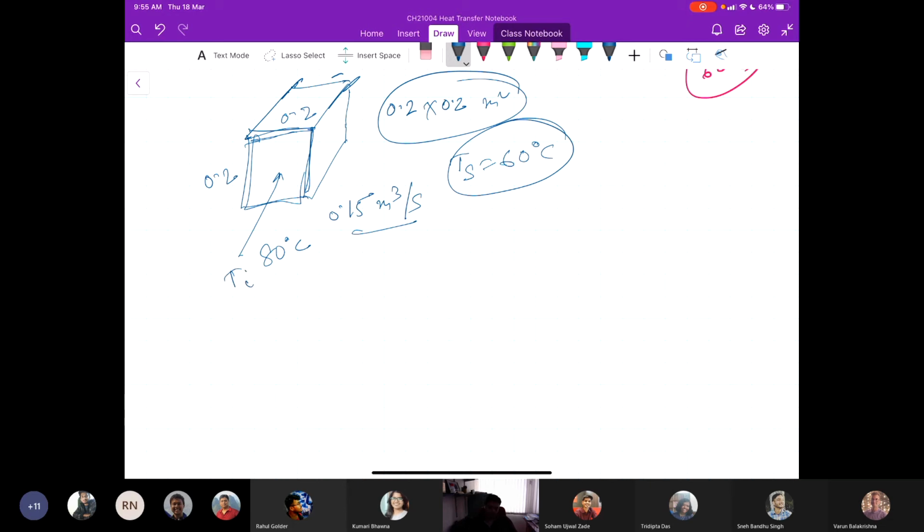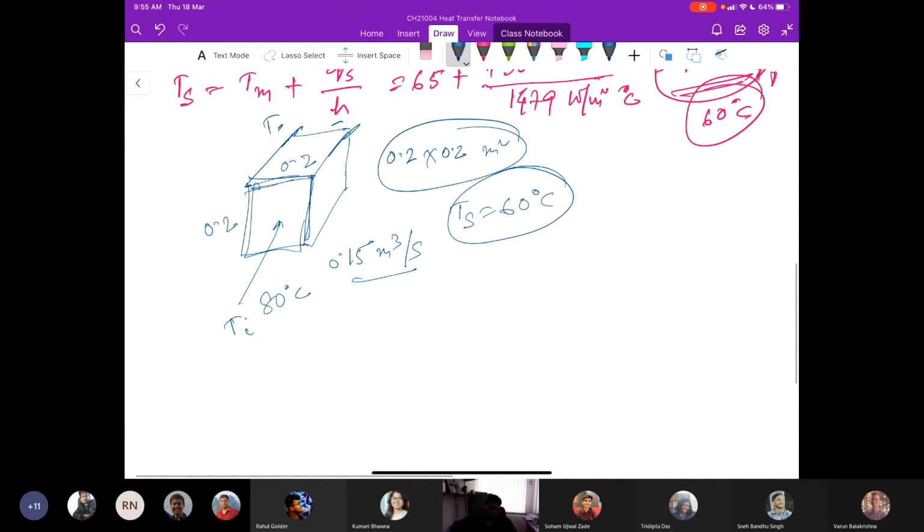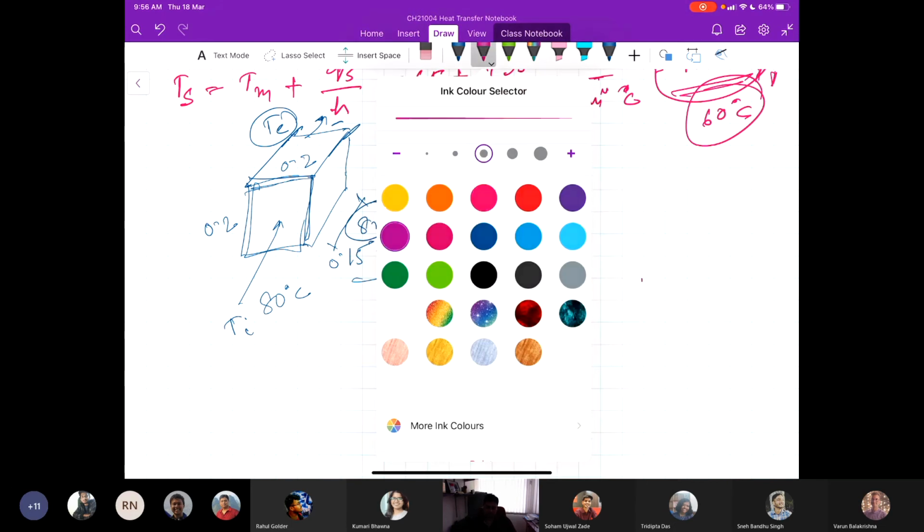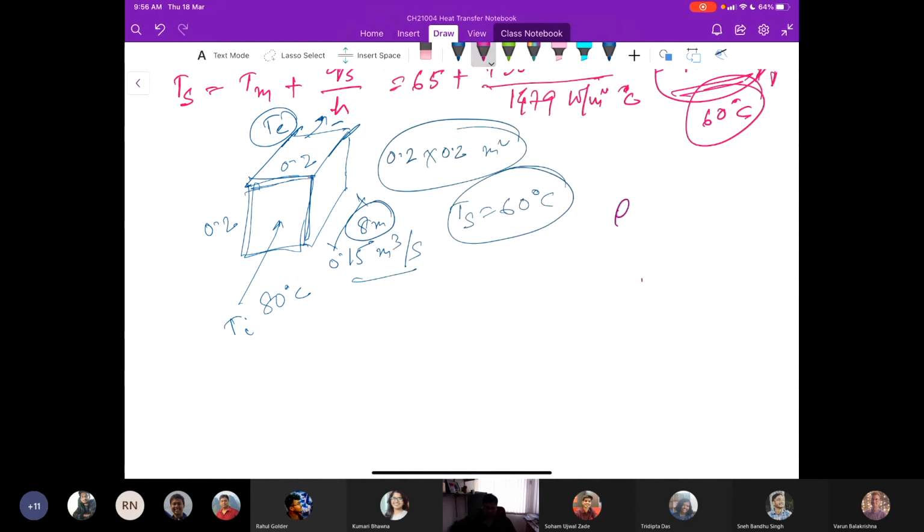So Ti is this. The question is, what would be our T exit when it goes out? The length of this duct is say 8 meters. The properties, let me give you. Say rho is, in this case, you can consider 1 kg per meter cube. The air density.